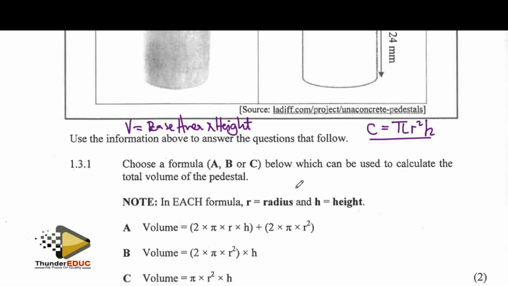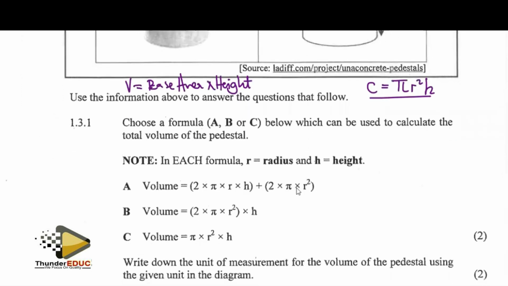So you come here, volume of a cylinder equals pi r squared h. So we shall look for which volume. This one here? No. Which one? This 2 pi? No, my formula doesn't have 2. So volume equals to this, then this is the right answer. So the answer is supposed to be C.